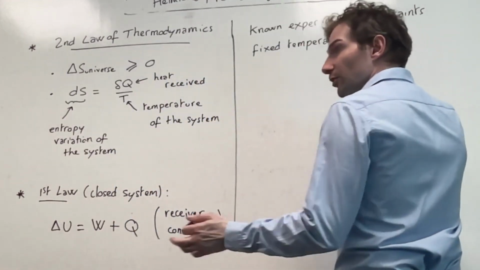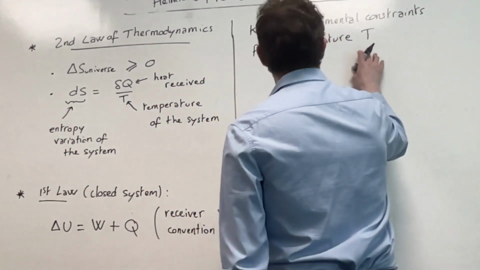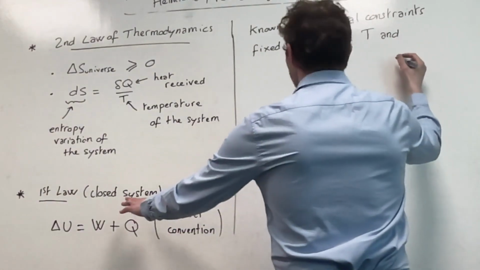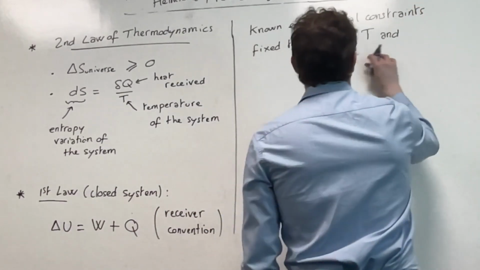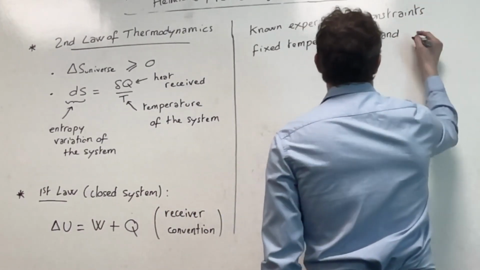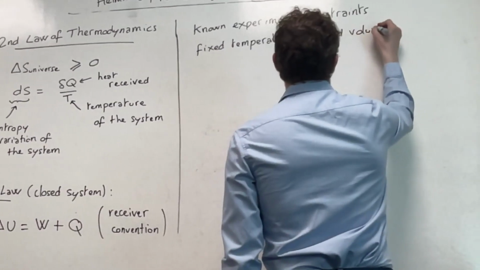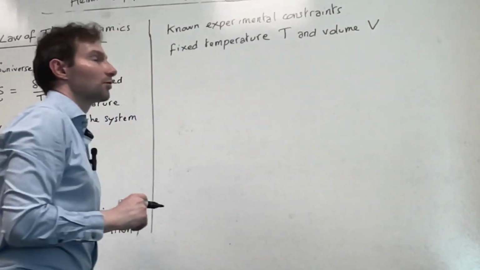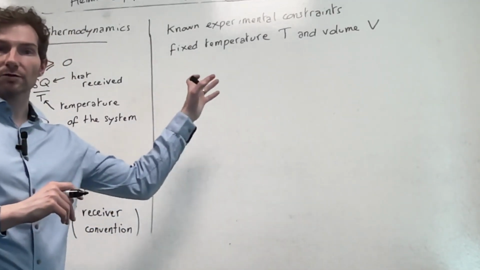Which means that the experimental temperature is fixed, and volume. And we already said that we had a closed system, so the number of particles is fixed as well, and volume. Okay, so that's the first thing. So we know that we've got some experimental constraints.